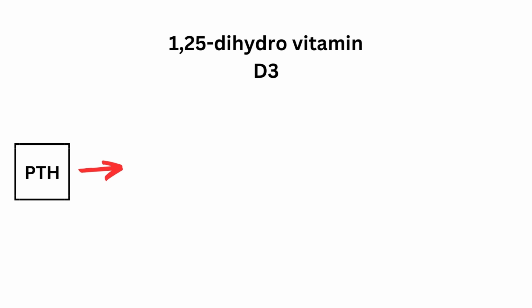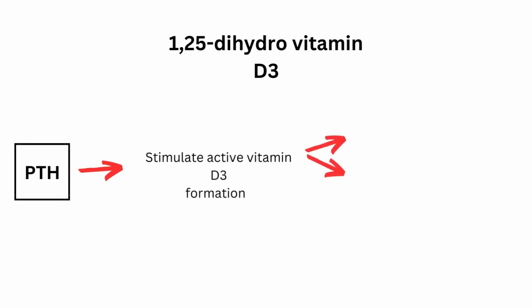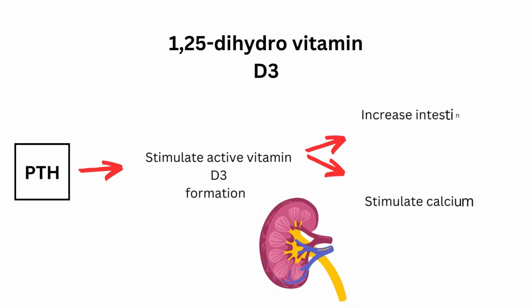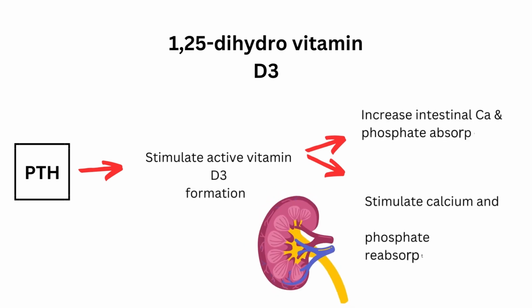Let's talk about vitamin D. PTH promotes the activation of vitamin D3. The activated form acts on the intestine and increases calcium and phosphate absorption. Activated vitamin D also acts on bone osteoclasts and increases bone resorption. In kidneys, it stimulates calcium and phosphate reabsorption. So altogether, it increases serum calcium and phosphate concentrations.